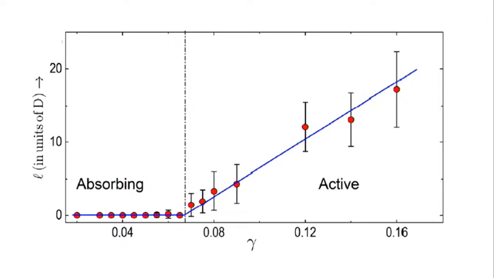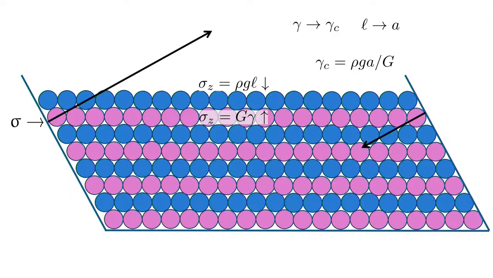And you can measure that L as a function of gamma. In the absorbing state, L is equal to 0. This is what I said. All particles come back to their own position. If you're an active particle, then it goes up in this particular direction. It's a linear, whatever, I don't know what it is, it's some function up there.